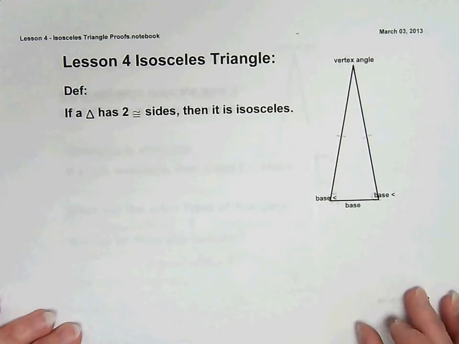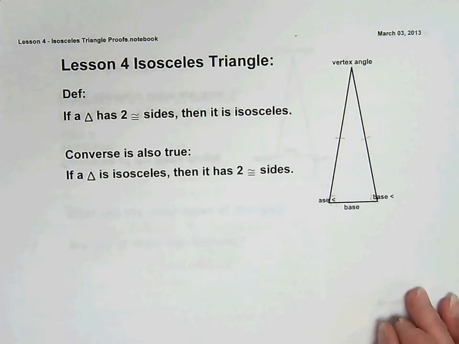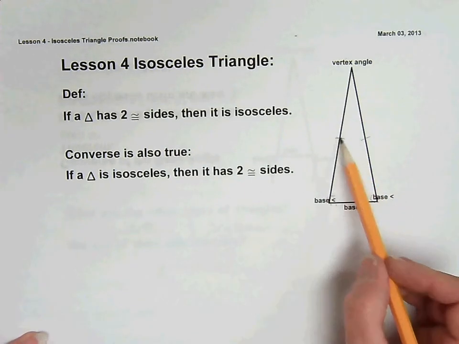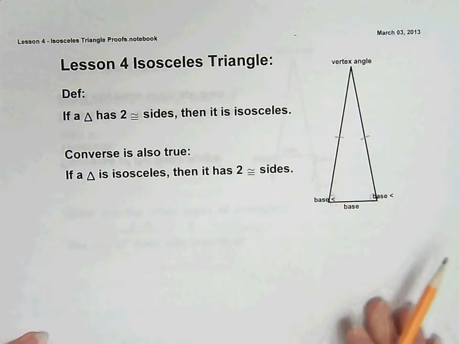Okay? So the converse of that definition is also true. Remember, definitions' converses are true. So if a triangle is isosceles, then it has two congruent sides. So if I told you that this was isosceles, you knew it had two congruent sides.